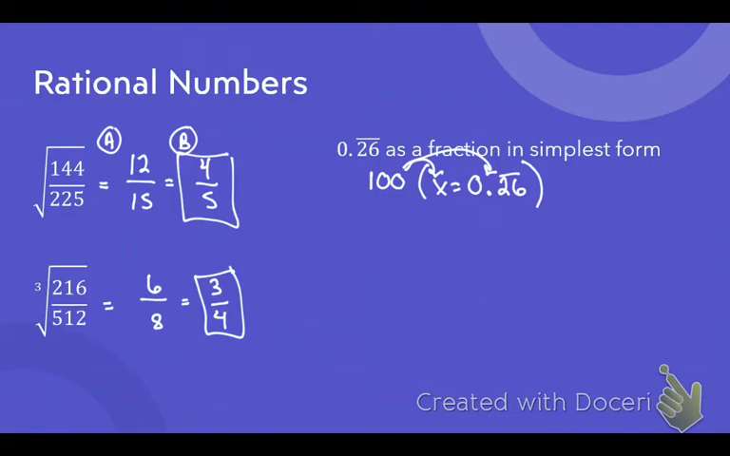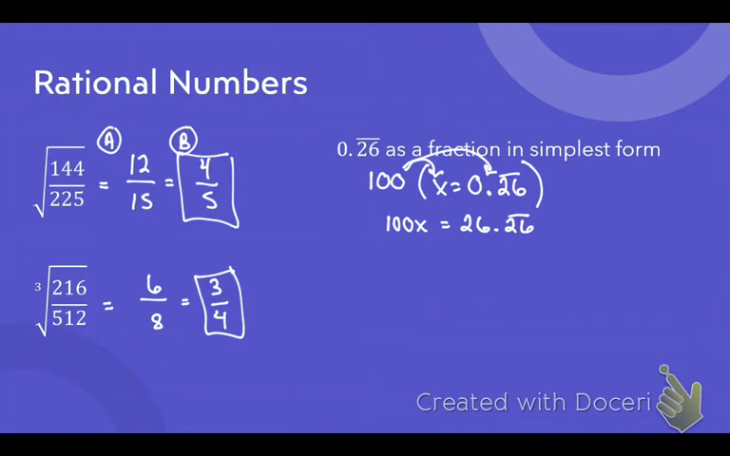Okay, so 100x equals 26.26 repeating? Did you guys get that? Okay, so it bumps that decimal right 2 places to make 26 a whole number, but the 26 repeating is still there. All right, does anybody know what my next step is?